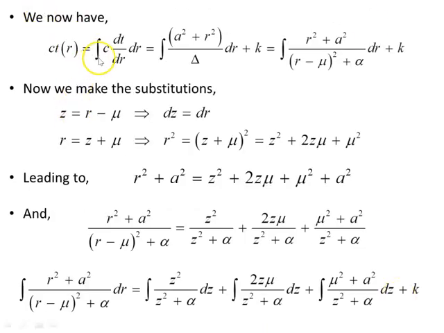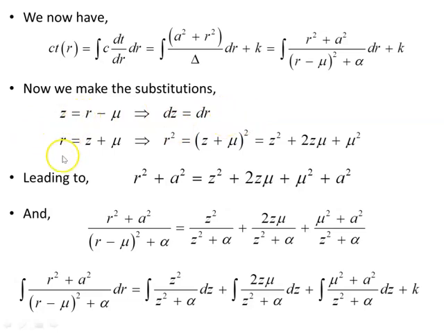Okay, so we now have C t of r as the integral of c dt dr integrated with respect to r, which is the integral of a squared plus r squared on delta dr plus the constant of integration, and substituting in the information from the previous slide, we have r squared plus a squared all over this denominator. Okay, we're going to make the substitution now. We're going to set z equal to r minus mu. So z is r minus mu, so dz is equal to dr, the differential of both sides.